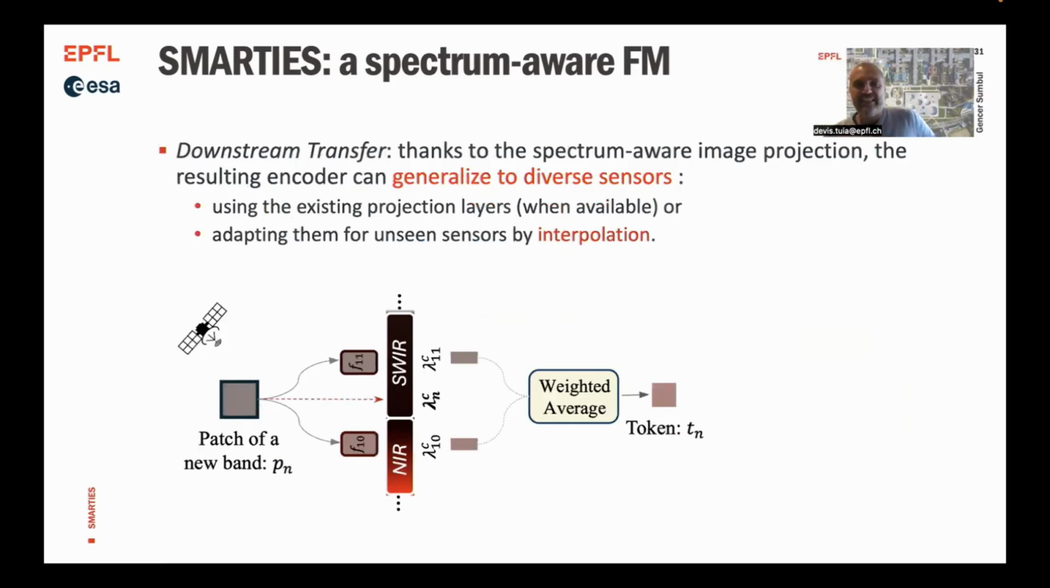Now, one thing that I didn't tell you yet is how we deal with bands that the model has not seen during pre-training, because that was the objective. You remember the satellite that wants to join the party. So in Smarties, which is our first attempt at this, we went with an approach based on averaging the representations of the bands that are closest to the one being discovered by the model. It's a weighted average of these nearby bands, and this becomes the token for the new sensor. This allows us to interpolate within the spectrum to bands that we maybe have not seen.